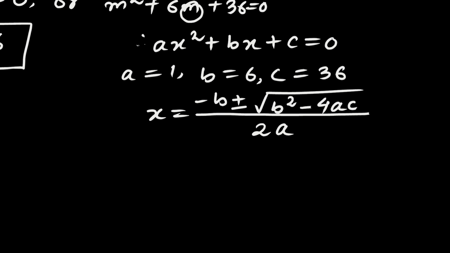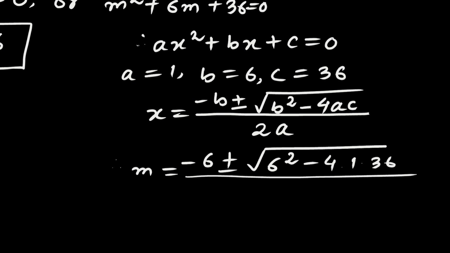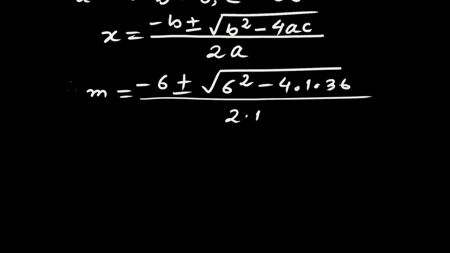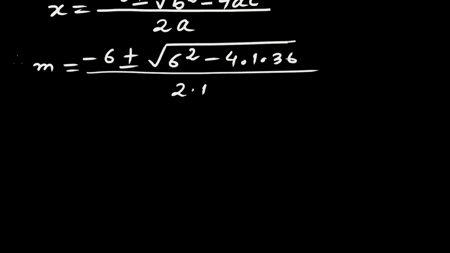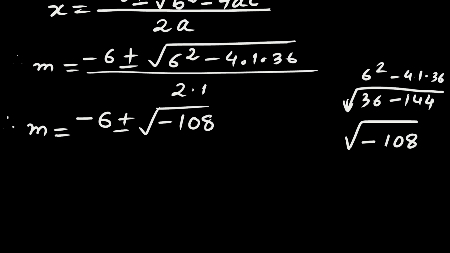Since our variable is m, we write m equals negative 6 plus or minus the square root of 6 squared minus 4 multiplied by 1 multiplied by 36, all divided by 2 multiplied by 1. Now, simplify step by step. 6 squared is 36, and 4 multiplied by 1 multiplied by 36 is 144. So, inside the square root, we have 36 minus 144, which equals negative 108. Therefore, m equals negative 6 plus or minus the square root of negative 108, all divided by 2.